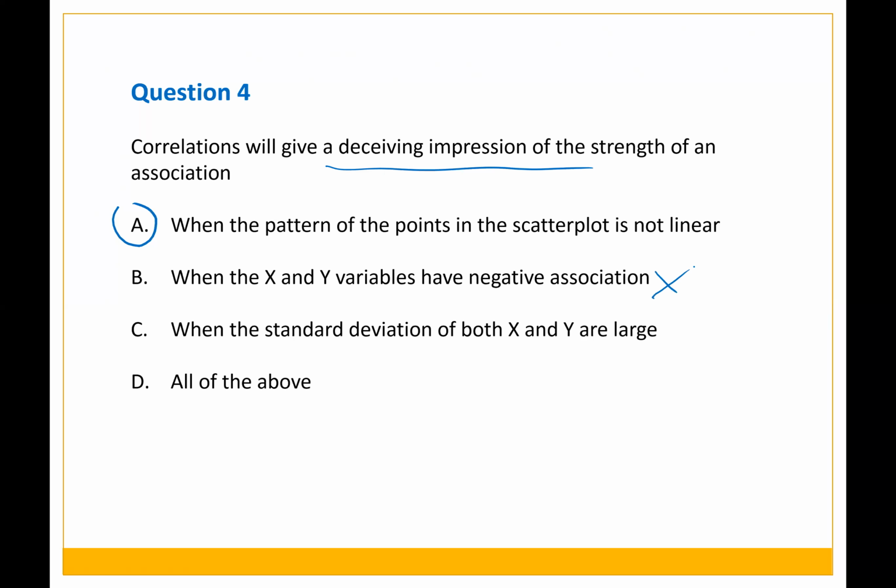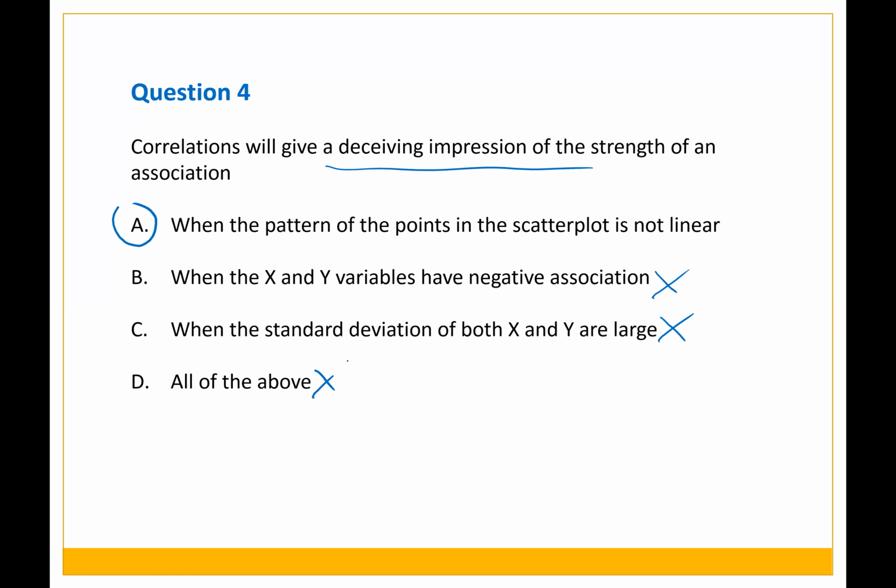Now C, when the standard deviation of both X and Y are large, the correlation is calculated based on the standard deviation of both X and Y, as it is in the formula for calculating correlations. And so standard deviation doesn't really affect the validity and reliability of the strength of the correlation. And so C is also wrong, and then D is also wrong because it says all of the above.